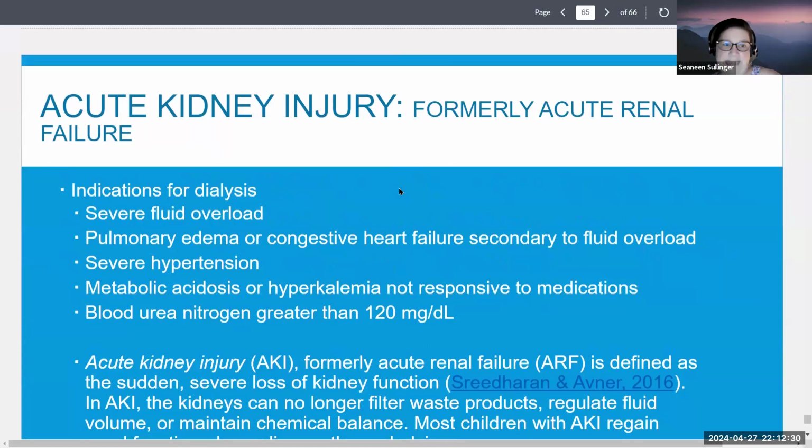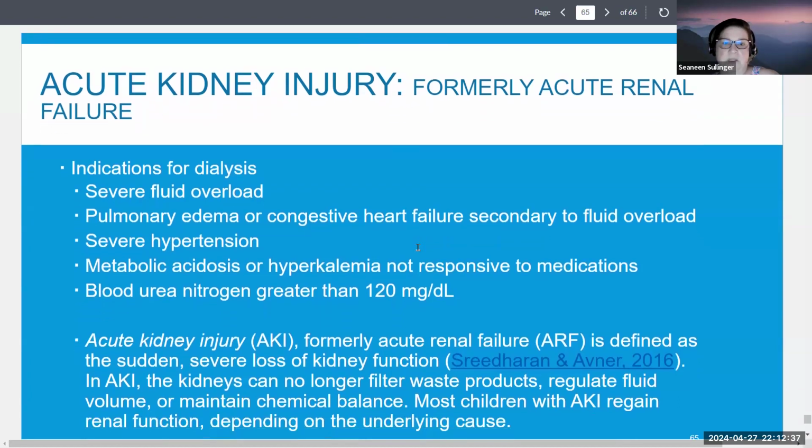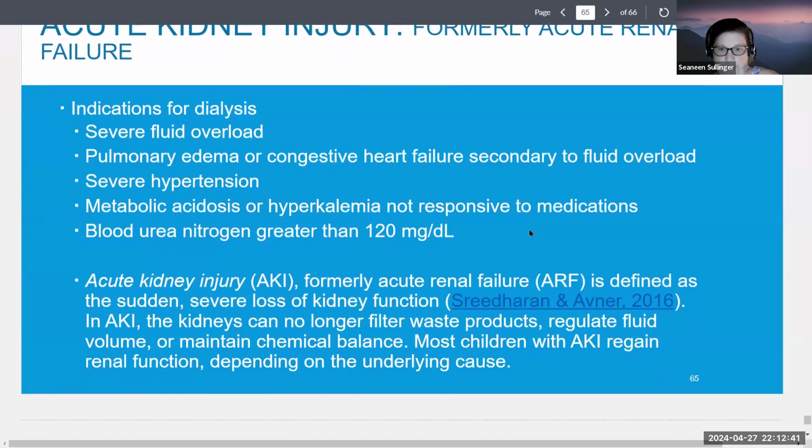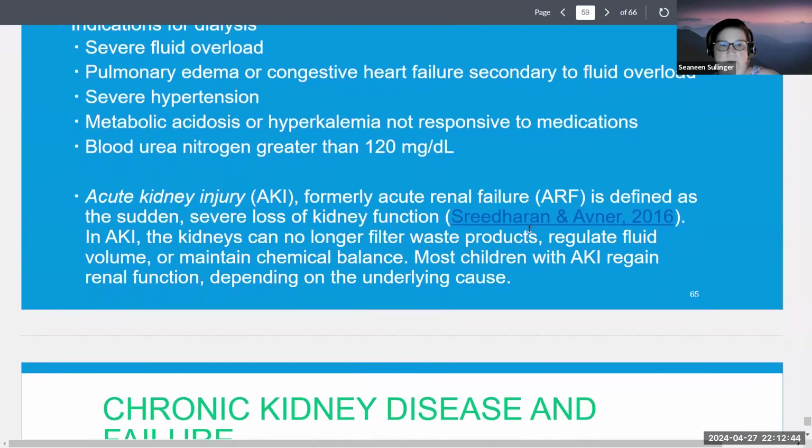Hopefully dialysis is not needed, but if there's severe fluid overload, congestive heart failure, pulmonary edema, those types of things, then dialysis might be indicated. That just gives you a definition.